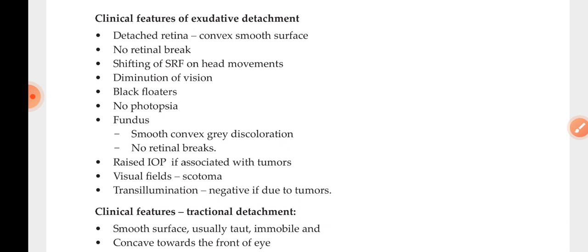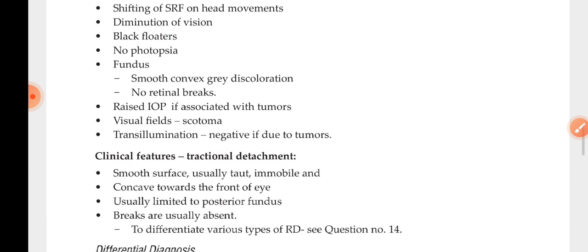Transillumination means light you put from one side can be seen on the other side. These are the clinical features of exudative retinal detachment: no retinal break is seen, shifting of subretinal fluid, diminution of vision, black floaters, no photopsia, raised intraocular pressure if associated with tumors, transillumination is absent. Visual field shows scotoma.